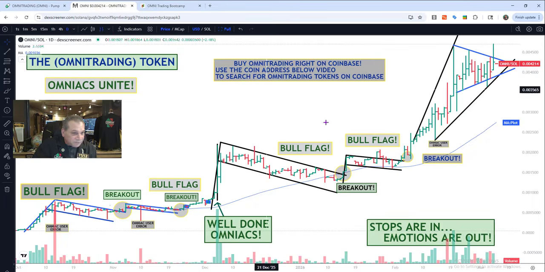Look at this. This is the chart. Again, same chart. Just drawn up for you. Bull flag breakout, bull flag breakout, bull flag breakout, bull flag into a cone, into now a pennant flag, which is basically getting ready to break out as well. It's been fantastic for us. It's been fantastic for Omniacs around the world.